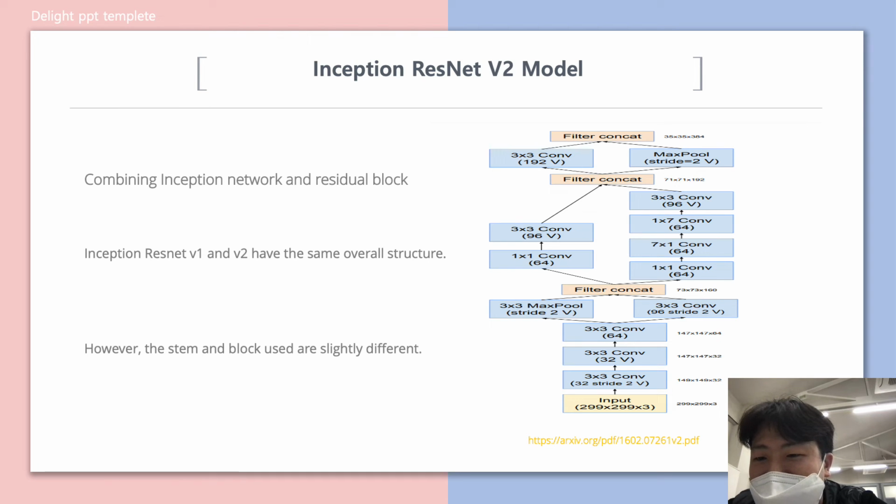Inception ResNet is a new hybrid model proposed by Google, influenced by ResNet, and its memory and computational cost is said to be almost double that of Inception V3. Inception ResNet V1 and V2 have the same overall structure. However, the stem and block use are slightly different.